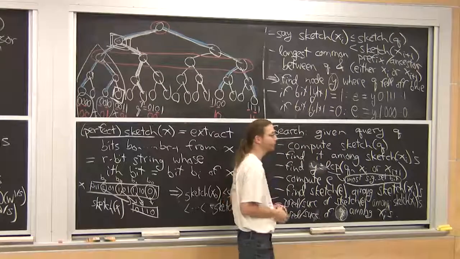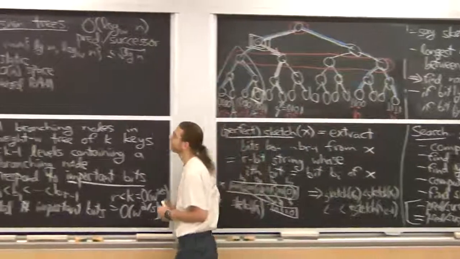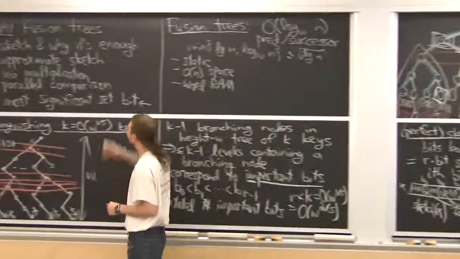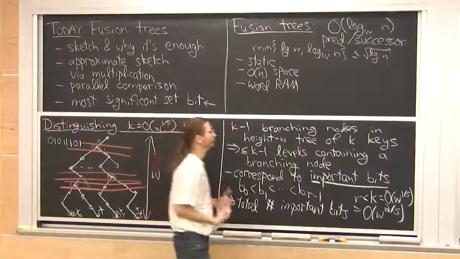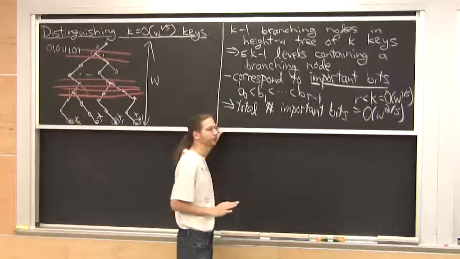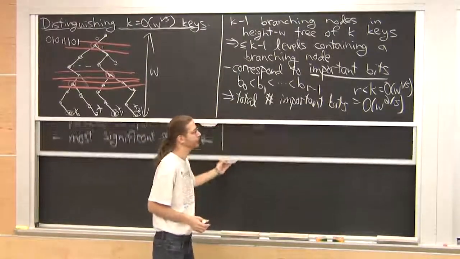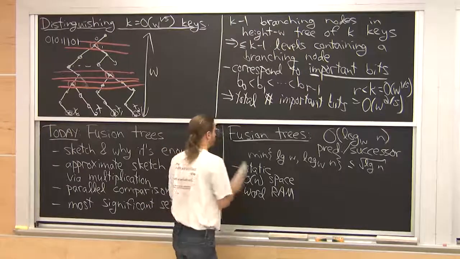Okay, so we have our work cut out for us, but the overall picture of fusion trees should now be clear. It just remains to do these three things, and this is where the engineering comes in, I would say. Any questions about the big picture? All right.